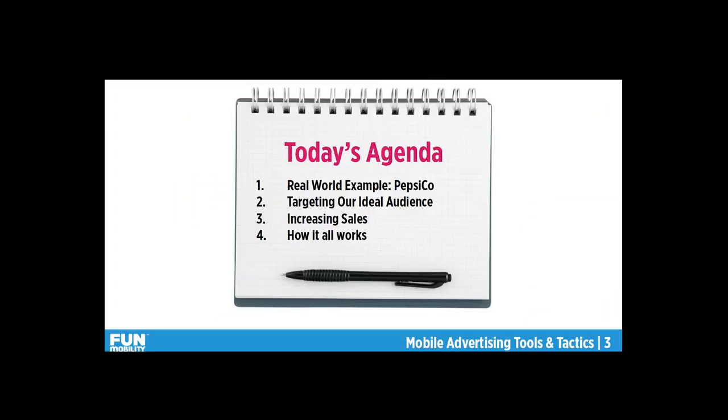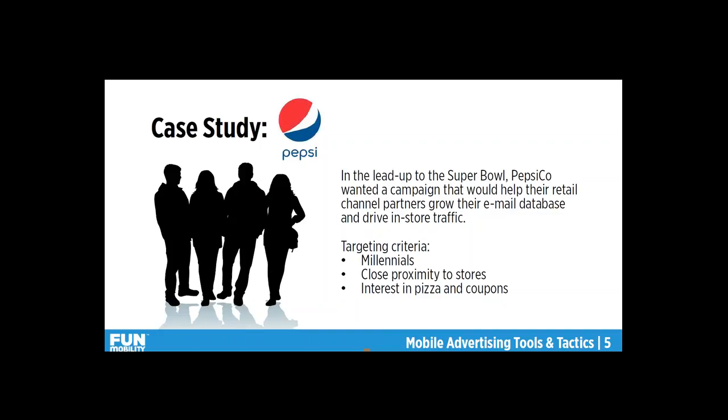Today's agenda: we're going to start off going through a real-world example. This is a Super Bowl campaign that was just recently run for PepsiCo. Then we're going to talk about targeting an ideal audience, some considerations for how you can use these tactics to increase sales. And lastly, Matt's going to go through how this all works, beginning to end, what all the considerations are, so really laying out what everything is and what's on the table. And then, of course, we'll open it up to questions. So let's start. Real-world example: Matt, what can you tell us about this PepsiCo campaign?